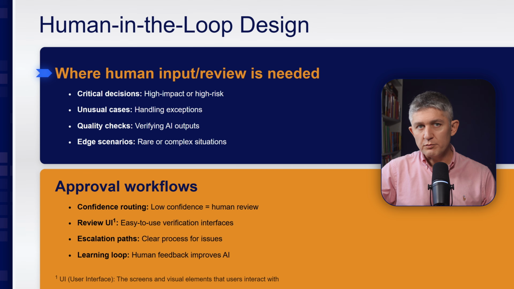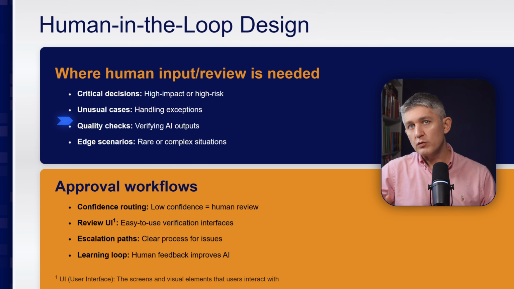Where is human input needed in your process? What critical decisions, unusual cases, or quality checks, perhaps edge scenarios, will need to be handled? Design your approval workflow and consider routing low-confidence items to a person. Offer a simple review interface. Consider a review interface people are already familiar with, such as chat messages, Slack, or email.